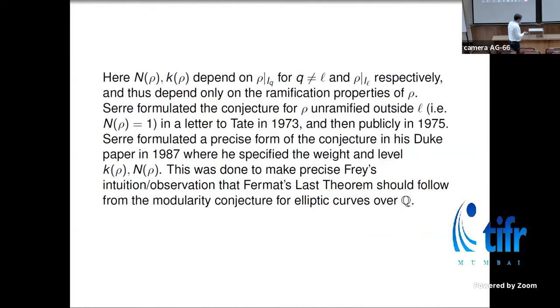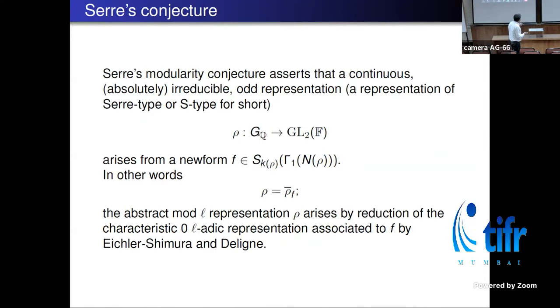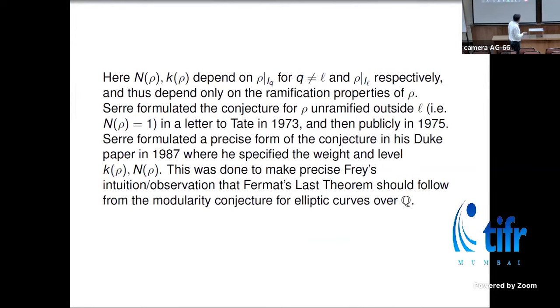And he in fact made a more precise conjecture. As I say, he first made this conjecture in a letter to Tate in 1973, and then published a small note about it in 1975. But then, stimulated by Fry's brilliant idea about deducing Fermat's last theorem from these types of conjectures, he made the invariants from which the Galois representation arises more precise.